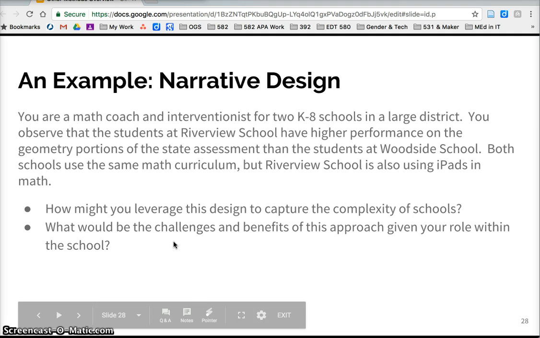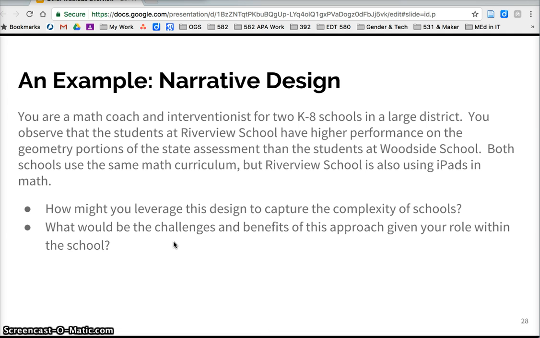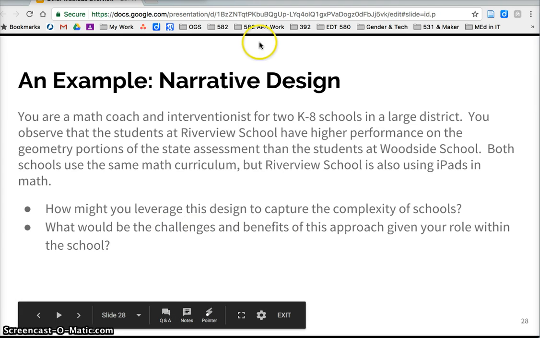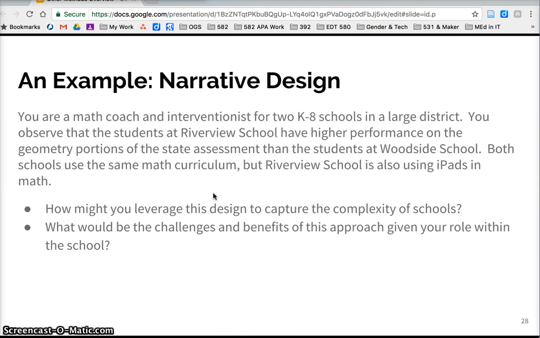So for our example with narrative design, you might be looking at a much longer period of data collection to capture the complexity of what's happening in this situation. And again, this is one of those places where you're going to have to consider what's your role within the research, and if you are a teacher in one of these schools, that can be a challenging way to approach research, and so sometimes a narrative can help tell that story more fully.